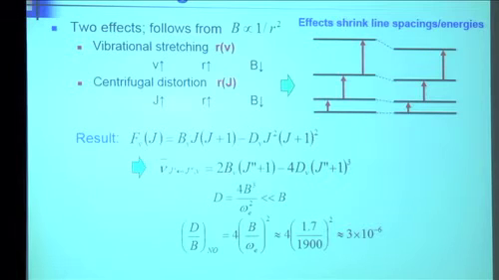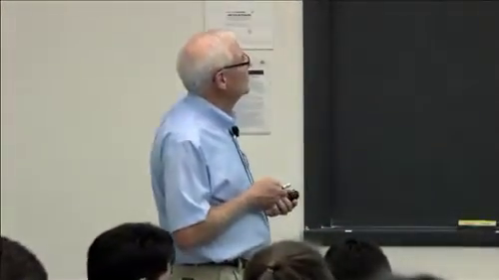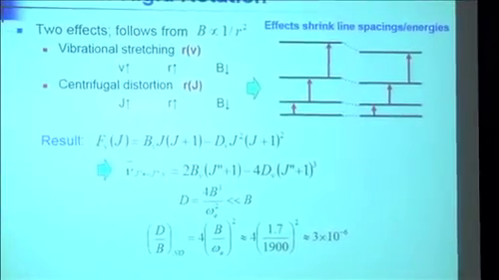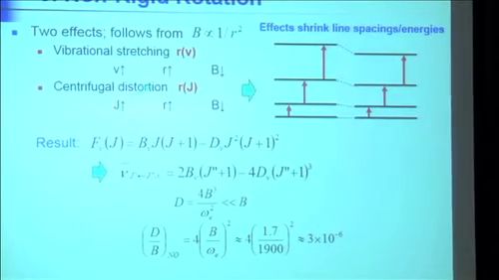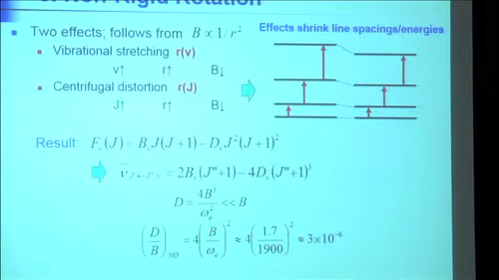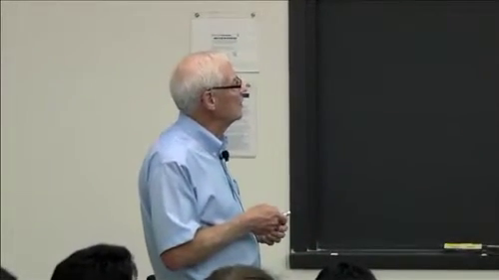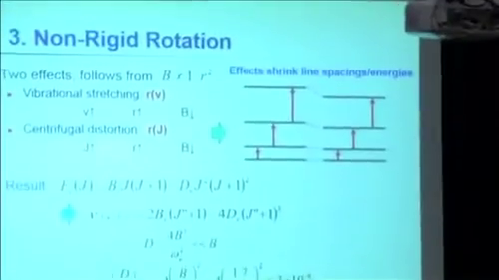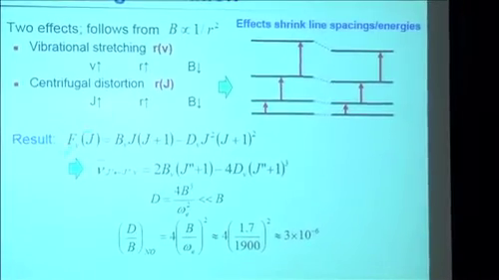A bigger problem is that if it's vibrating, I don't really have just one value of R. I get some sort of range of R's, and that's a problem. So these effects all kind of go in the same direction. If you have centrifugal distortion, when you go up in J, the internuclear spacing goes up, which means that B goes down, which means that the spacing of the line goes down. So the centrifugal effects cause the spacing to be a little bit less when you go up in J or in V.